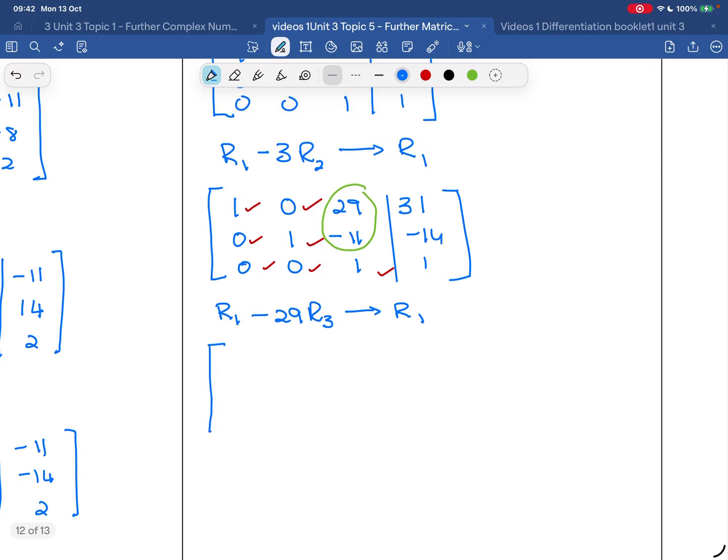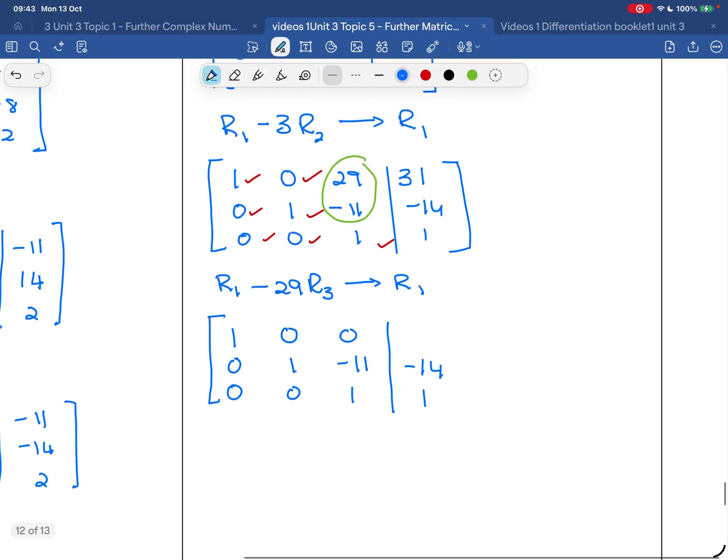So what I have there is 1 minus 29 times 0 is 1. 0 minus 29 times 0 is still 0. And 29 minus 29 is going to be 0. Okay, I'm not touching row 2, and I'm not touching row 3. And 31 minus 29 is just going to be 2.